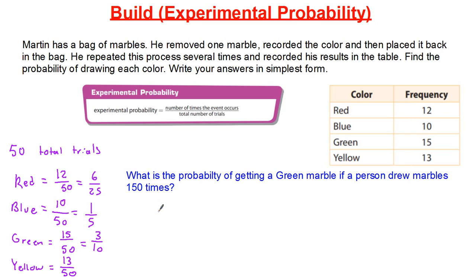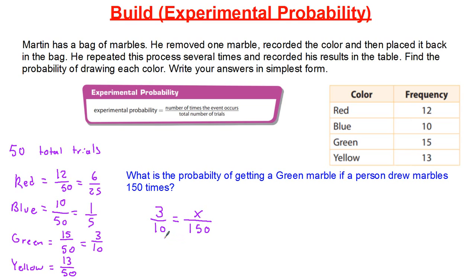Essentially we're creating a ratio here. What was the experimental probability of picking green? The experimental probability of picking green was 3 out of 10. So I want to figure out how many greens I should get if I drew 150 times, based off of the information that I already have. We want to get to 150 total trials, so that's going to go in the denominator. Now what we're trying to figure out is the numerator, x.